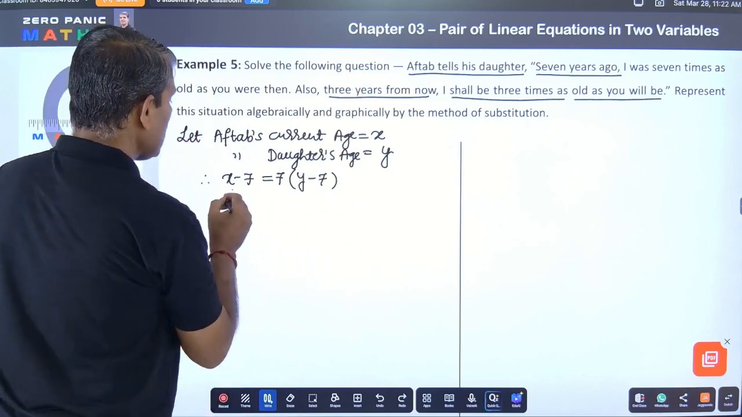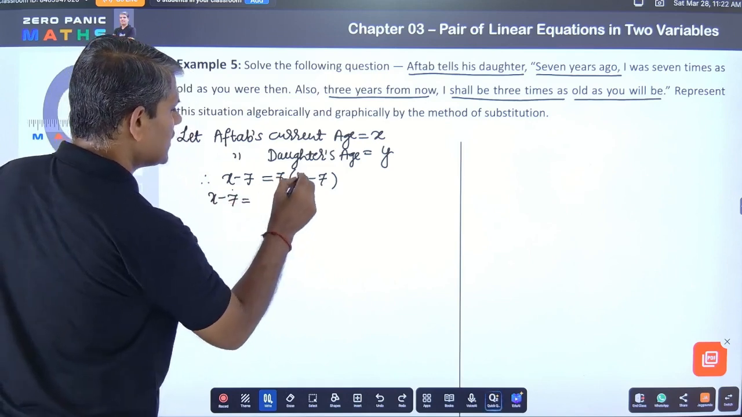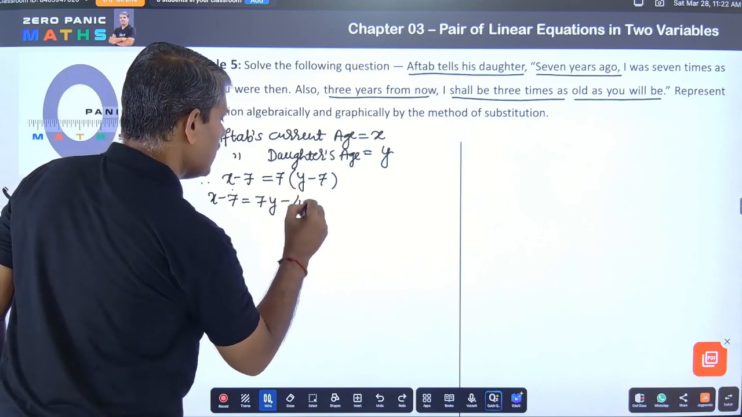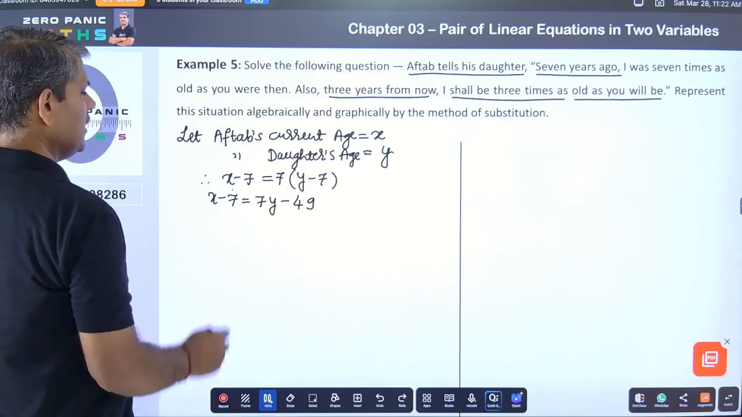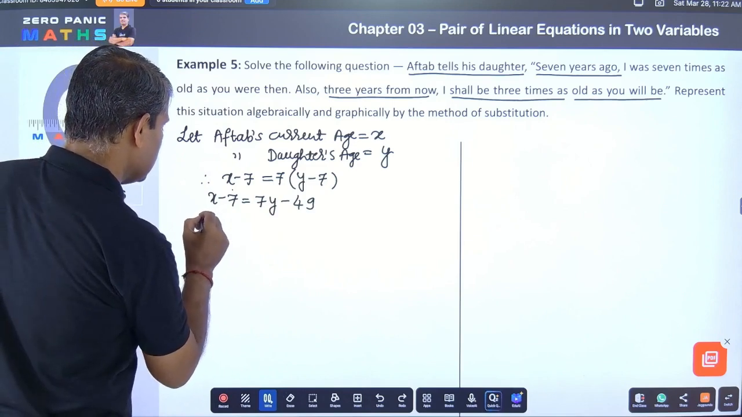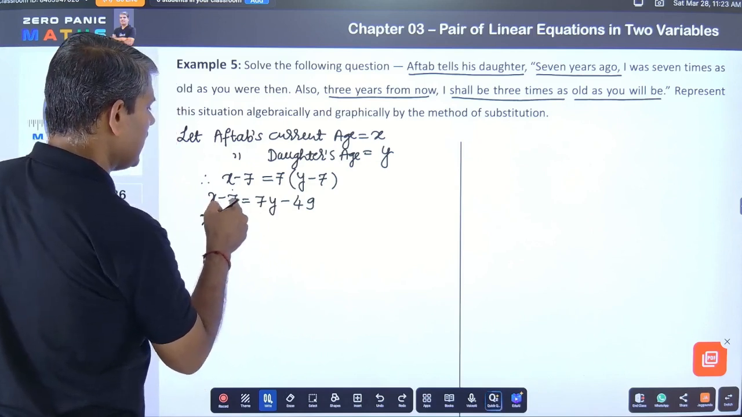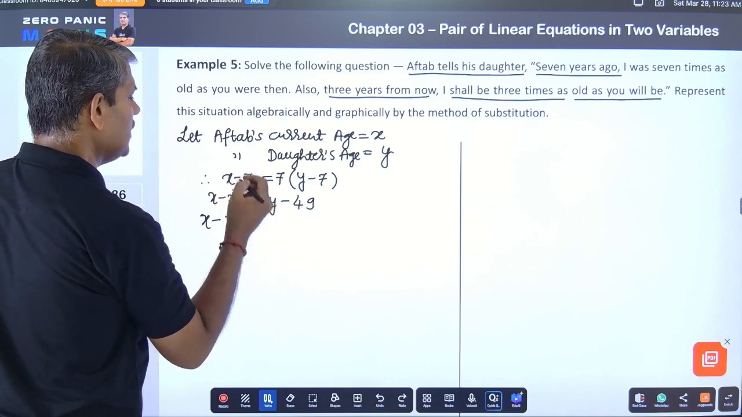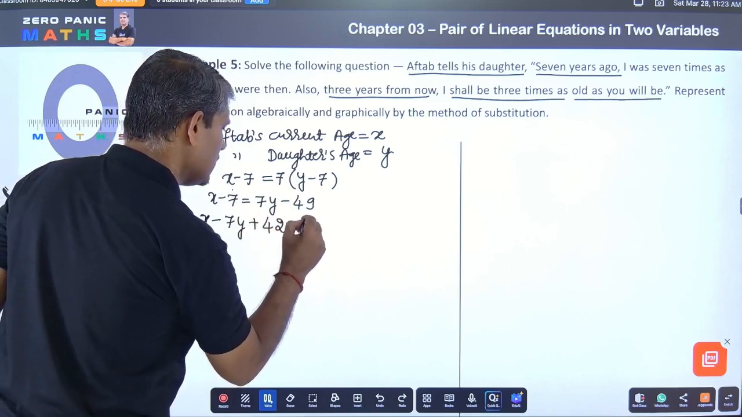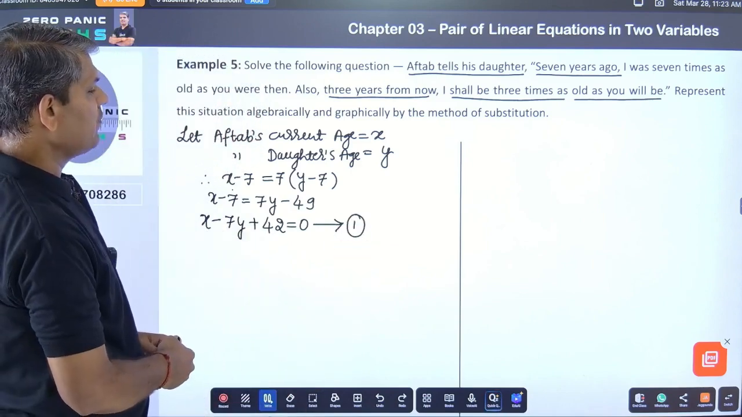Okay. So x minus 7 is equal to 7y minus 7 sevens are 49. Right, take both these values to the left side. This equation will be x minus 7y, it is minus 7 and plus 49, that will be plus 42 is equal to 0. Let it be equation 1.